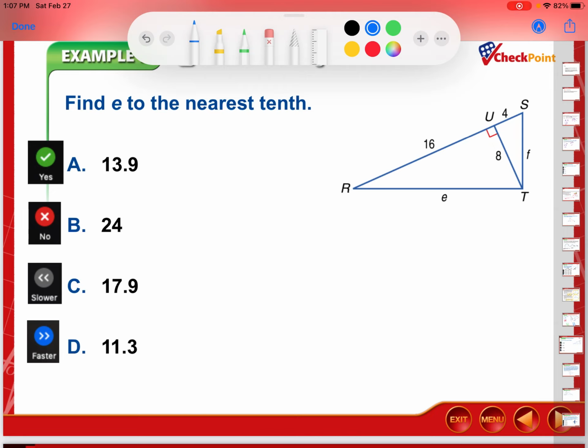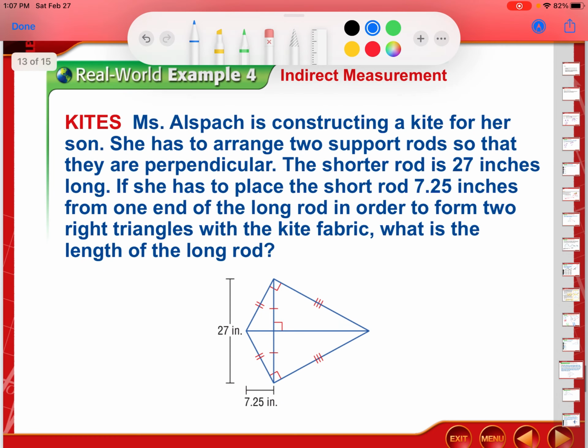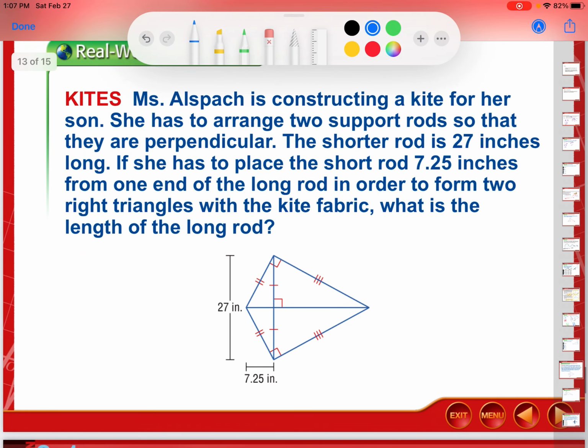Plus 6 squared, 320 square root. All right, so the answer is C. Lovely.